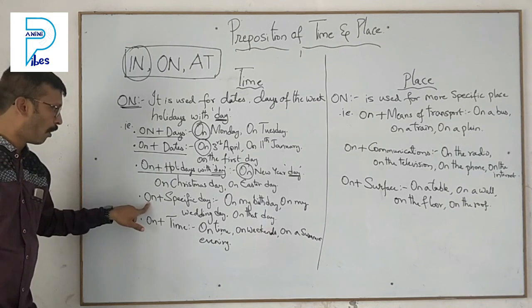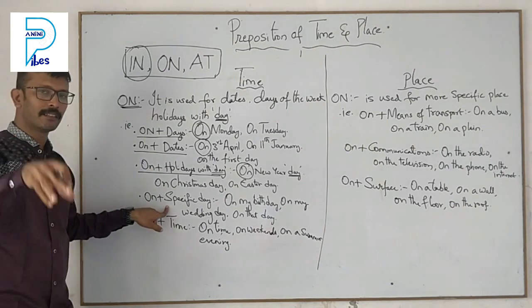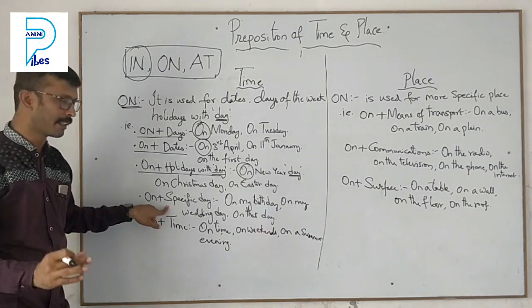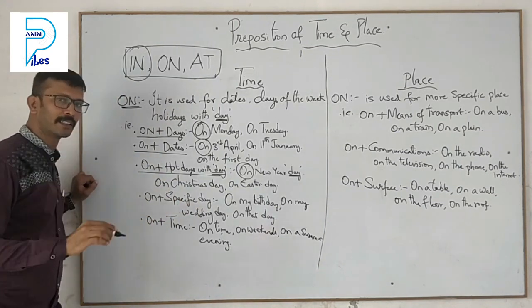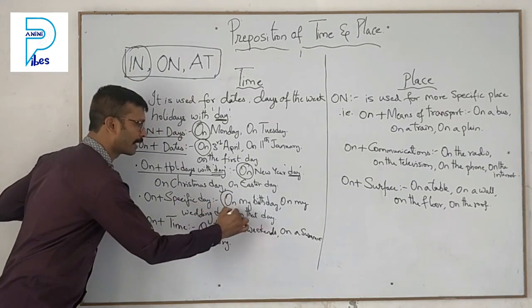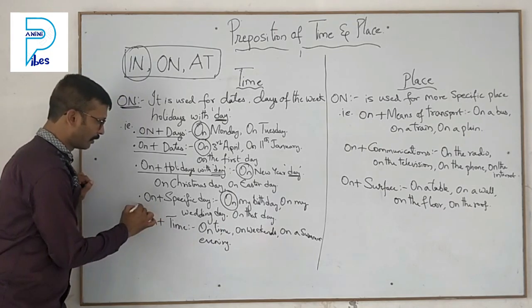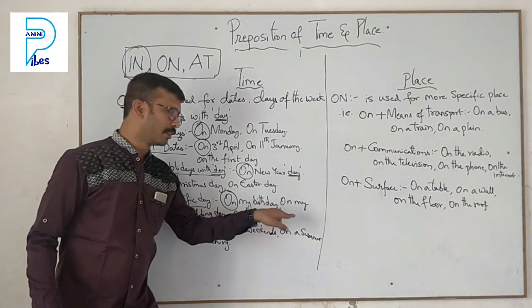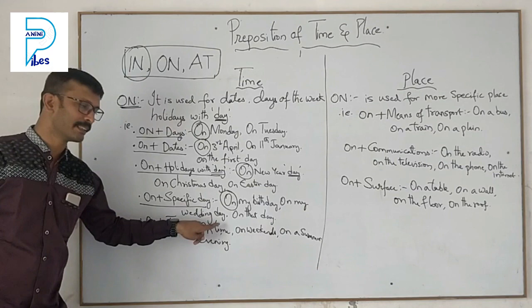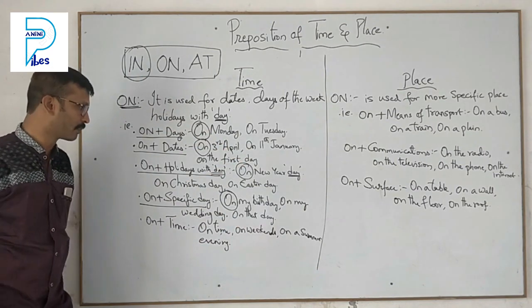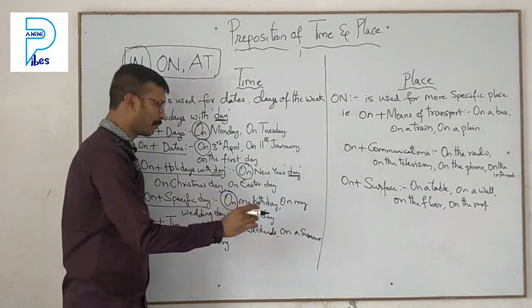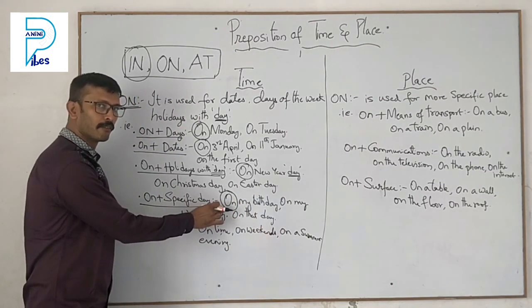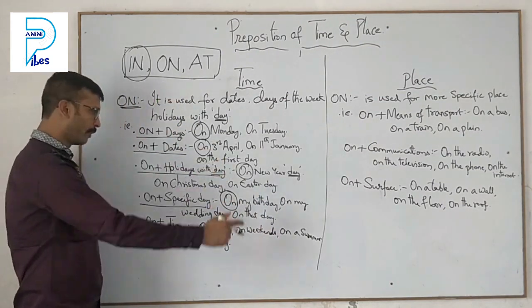तो उसी तरह on specific day, जैसे अपने लाइफ में स्पेसिफिक डेज रहते हैं, उस डे को हम जब मेंशन करते हैं then we use on as a preposition of time, like on my birthday, on my wedding day, on that day. So इस तरह एक स्पेसिफिक डे के लिए जब हम बोल रहे हैं then we use the word on as a preposition of time.